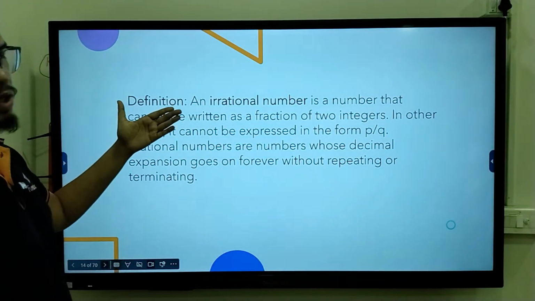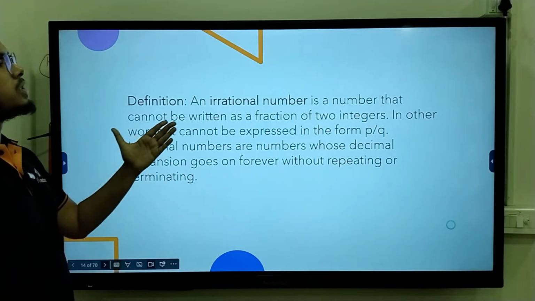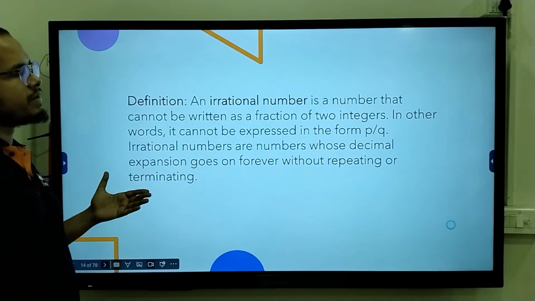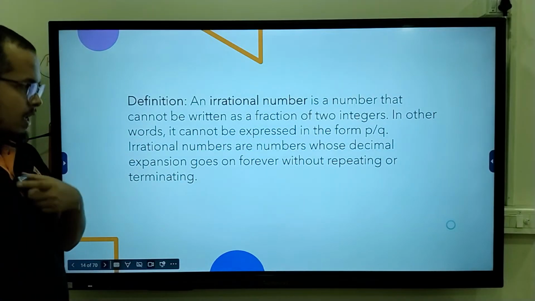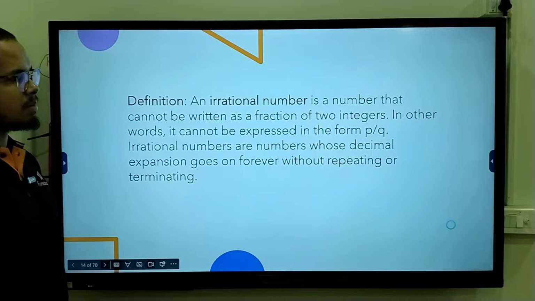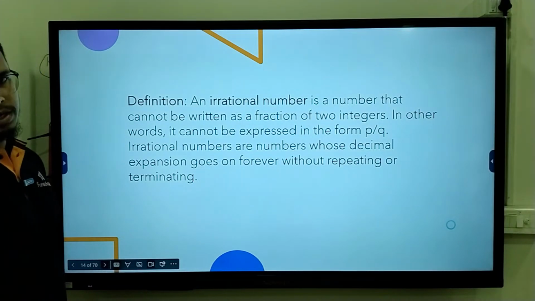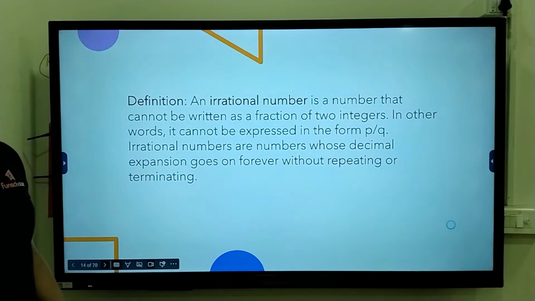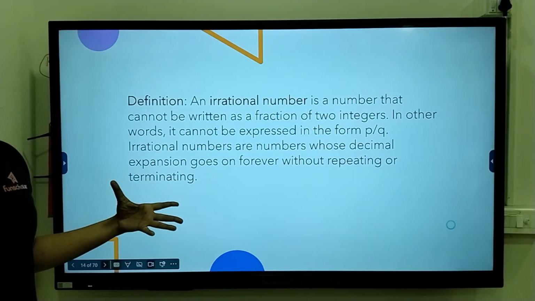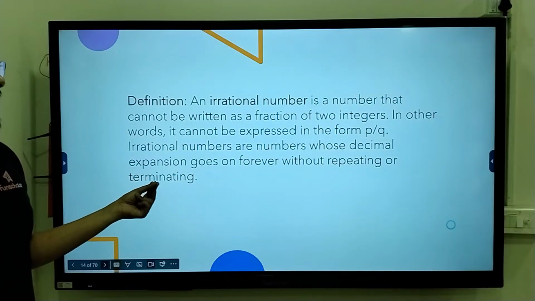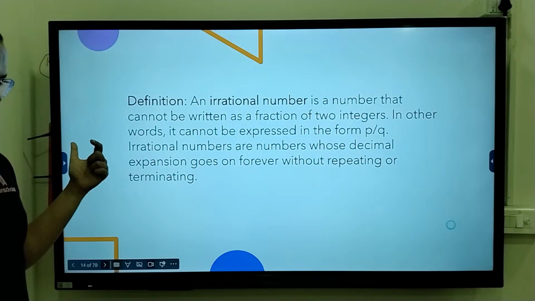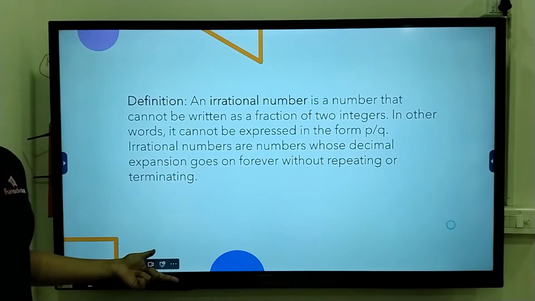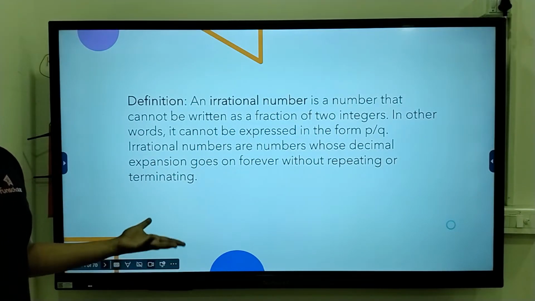Now we have already understood the definition of an irrational number. An irrational number is a number that cannot be written as a fraction of two integers. In other words, it cannot be expressed in the form p by q. Irrational numbers are numbers whose decimal expansions go on forever without repeating or terminating. To be very precise, these are fractions which are non-terminating and non-repeating in nature.